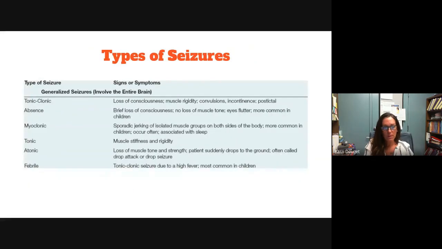Okay, so let's go back to this one. Tonic-clonic seizures. This is like grand mal. You need to know the phases of the seizure, a grand mal or a generalized.